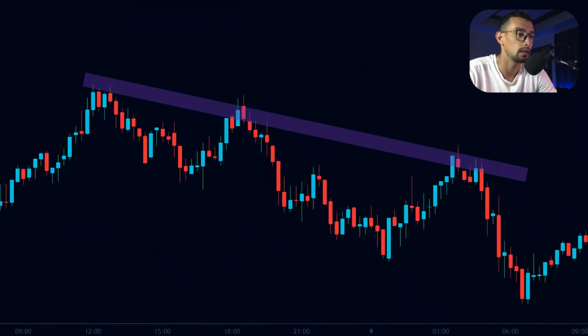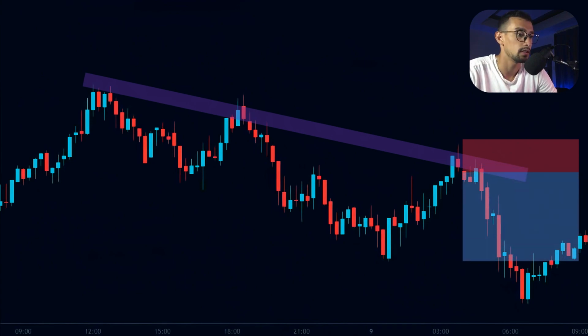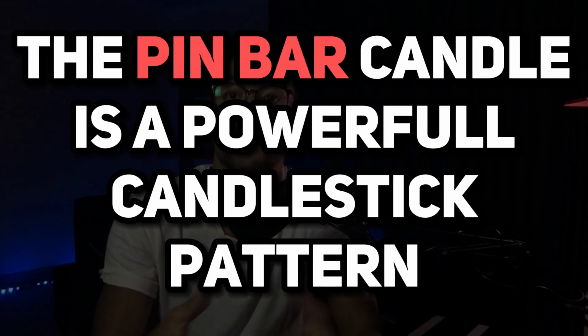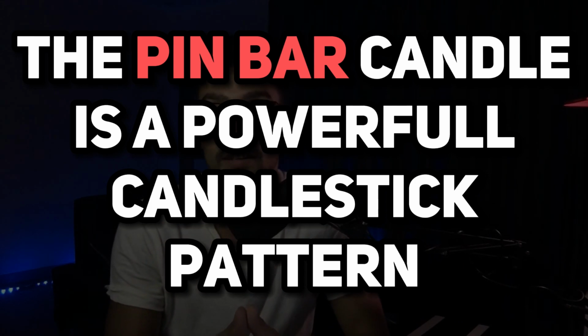So we sell here and we keep our stop loss above the trend line and we place our targets at the near term lows. As you can see, the price gave a strong down move after our entry. So here I've given you 2 simple strategies that you can implement in your trading and reap rewards. The pin bar candle is a powerful candlestick pattern. You can use it with confluence with other indicators, create your own strategies.